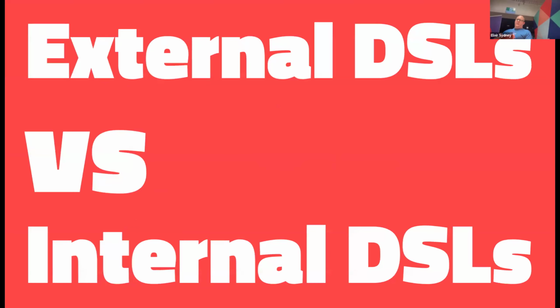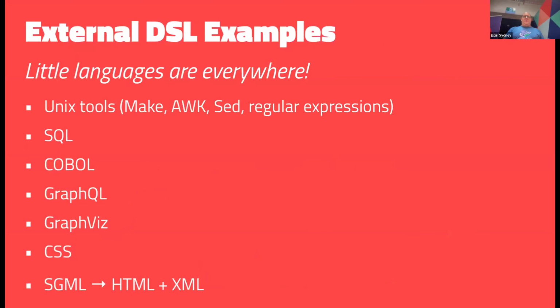So Fowler did some thinking and classification and ended up making two distinctions. One was an external DSL and one was an internal DSL. The difference is basically an external DSL is a real language without any ties to a host general purpose language. So there's lots of examples here.